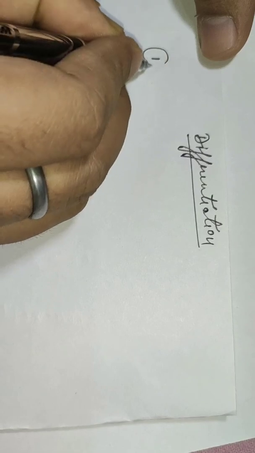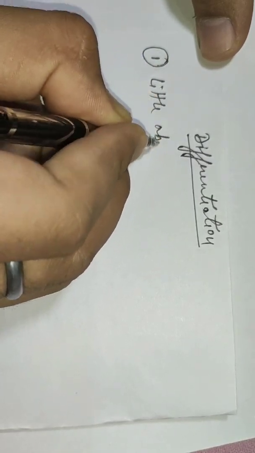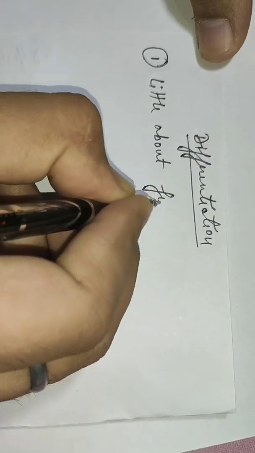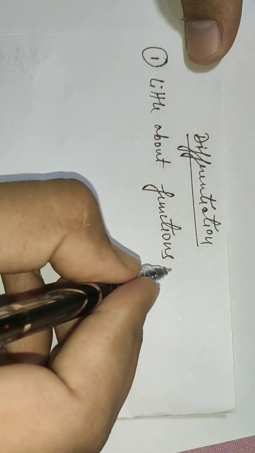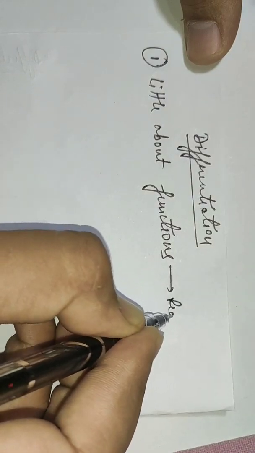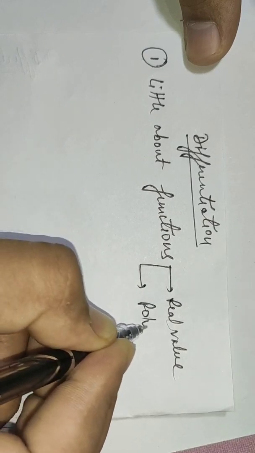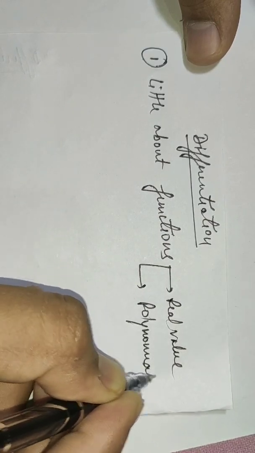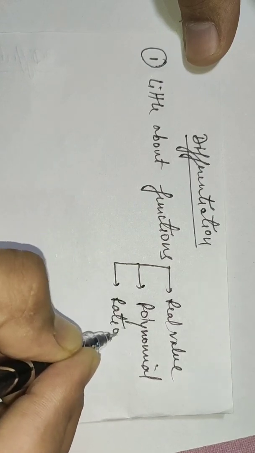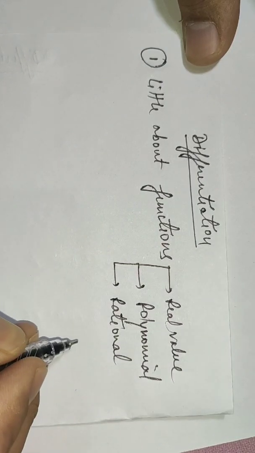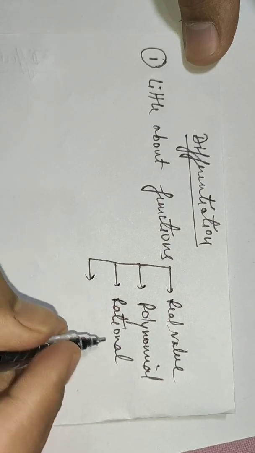The first topic you must know is a little about functions. Functions you know: real value functions, polynomial functions, then rational functions. Rational functions are in the form of p by q, where q is not equal to 0.